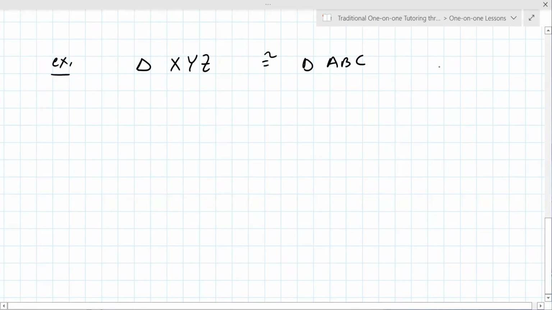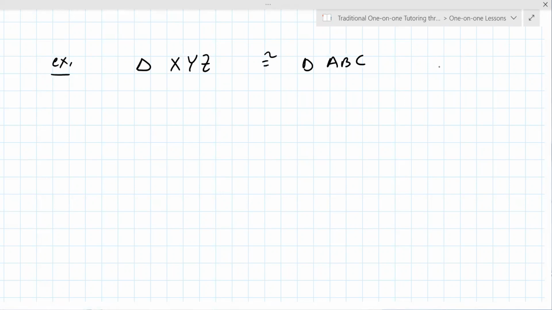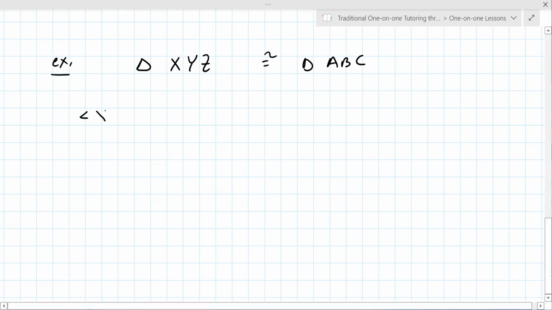But you as a student need to be able to write the 3 angle congruent statements and the 3 side congruent statements. And it's just like we did before. Angle X is congruent to angle A because they're the first letter. And then angle Y is congruent to angle B. And then angle Z is congruent to angle C. Now the only place this could get a little wonky is if they want you to use 3 letters to refer to the angle. We'll maybe address that if we need to.